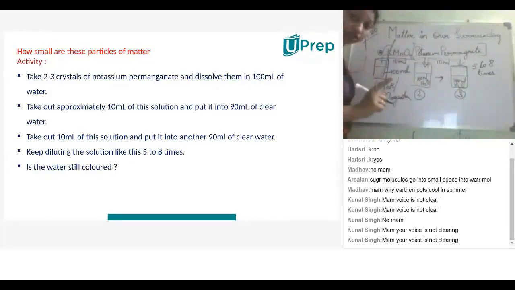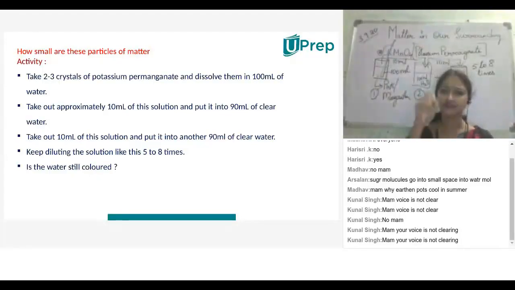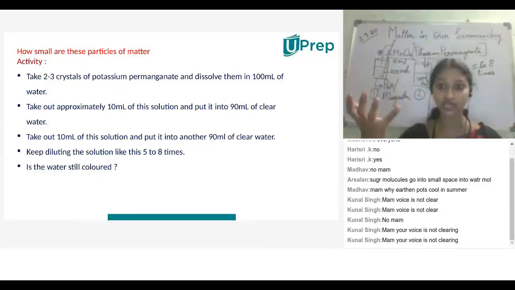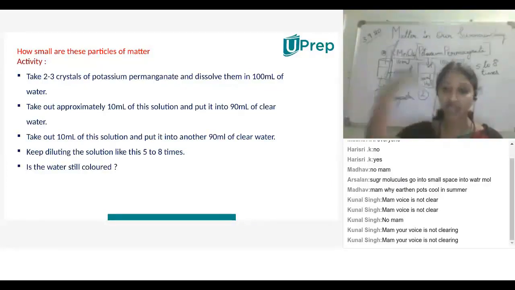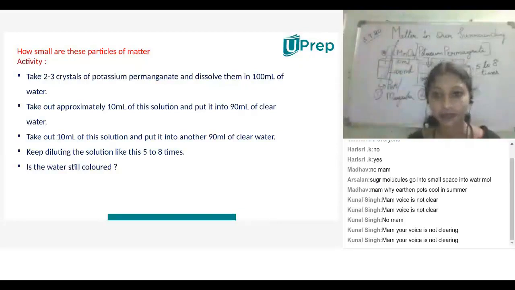But is the last beaker plain or normal water? No. Though we keep on diluting many times, the last beaker also consists of very minute particles of potassium permanganate. The color we can see. Understood? This means that the particles of matter are very, very small, beyond our imagination. They break themselves, split themselves, and transfer from one beaker to the other beaker. Understood, children? Yes, ma'am. By this evidence, we can simply say how small these particles of matter are.